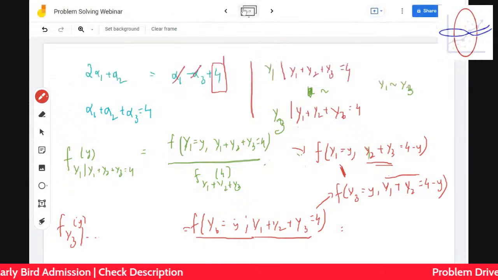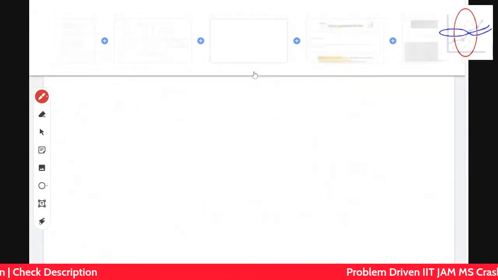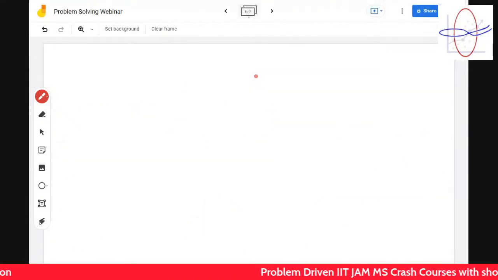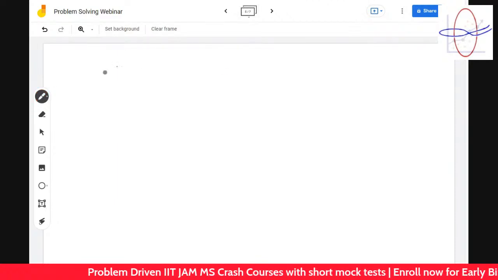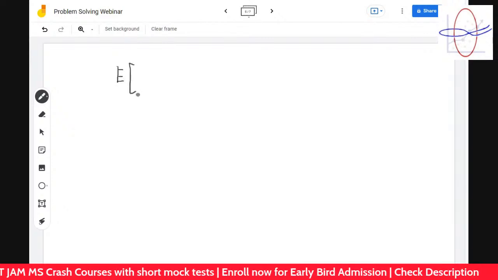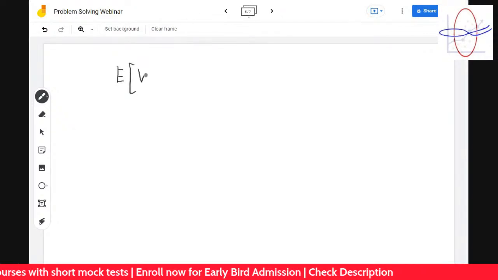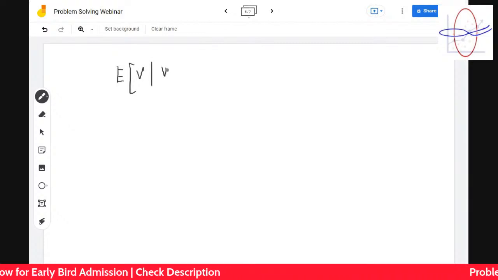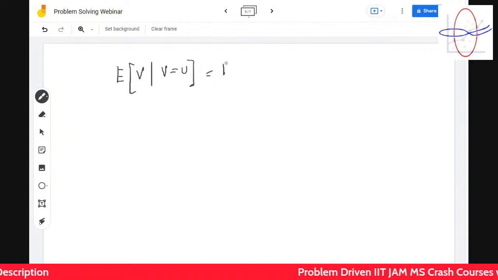The solution in the second method is easy, but I wanted to share this one. If I had told you the one-step method, you would have felt that the first method is not useful, so I told the longer one. It's very easy. We are using this result: the expectation of two random variables v, given that v is equal to u, is the expectation of u.